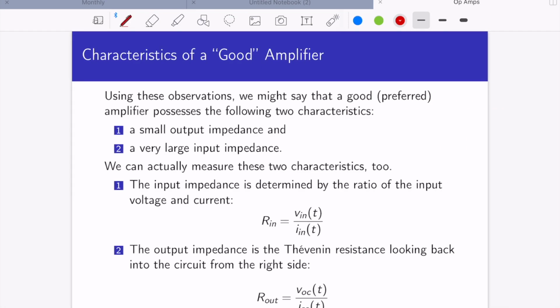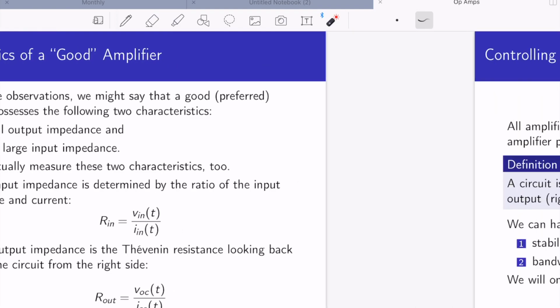Now we can talk about what makes a good amplifier. A good amplifier has a couple of characteristics: a small output impedance and a very large input impedance. These two characteristics can be measured. The input impedance will be equal to the ratio of Vn over In. And the output impedance is the Thevenin resistance looking back into the circuit from the right side, so that's VOC over I short circuit. These are the characteristics of an ideal amplifier.